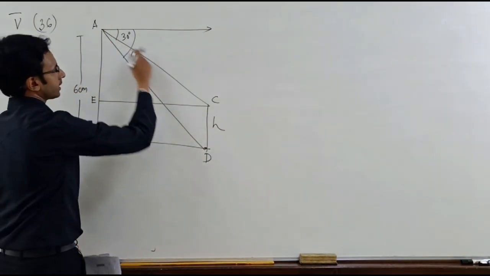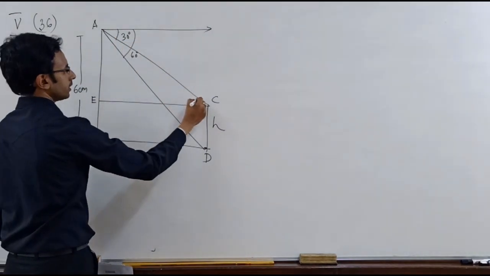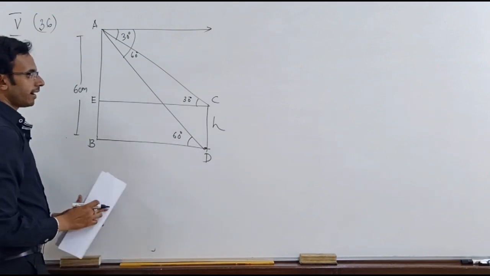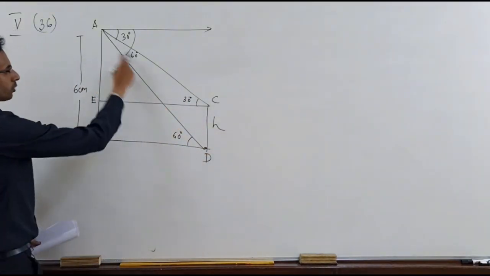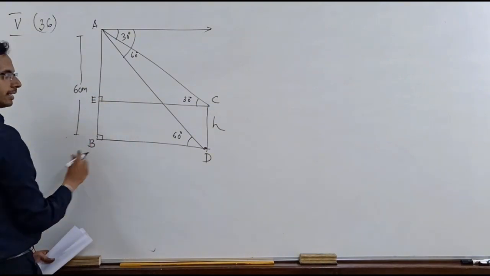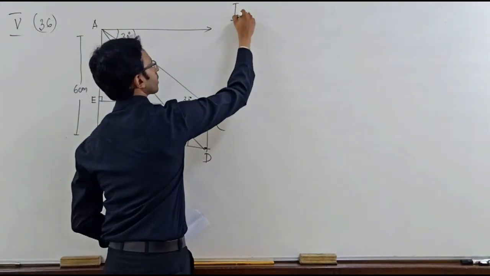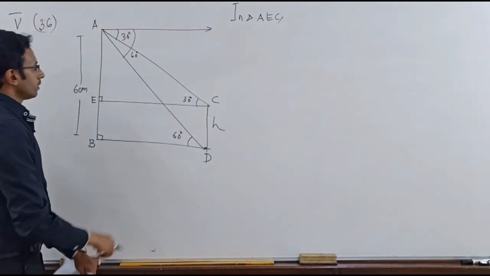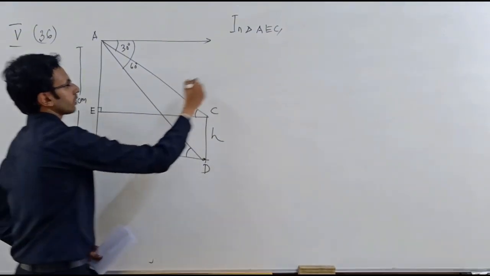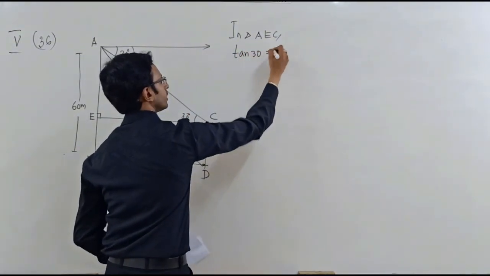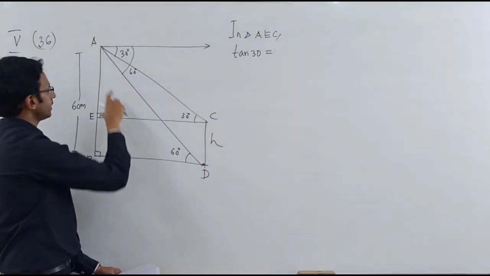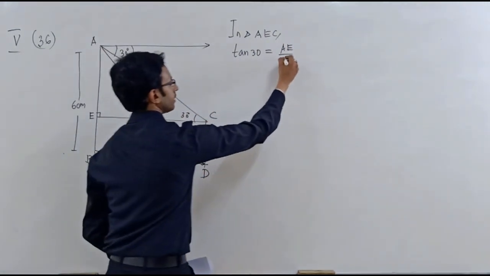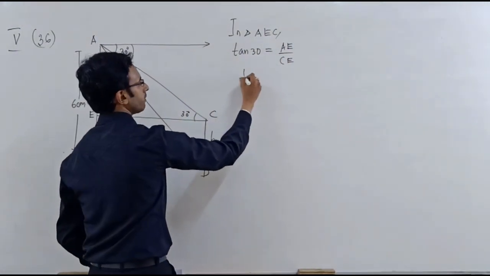You all know this looks like alternate angles. So if this is 30 degrees, this also has to be 30 degrees. If this is 60 degrees, this also has to be 60 degrees. To find h here, you apply tan theta in two triangles, first in triangle AEC and then in triangle ABD. So let us apply in triangle AEC. In this, tan theta is nothing but tan 30 degrees. According to the definition of tan, it is opposite by adjacent. Opposite is AE, adjacent is CE. Tan 30 value is 1 divided by root 3.